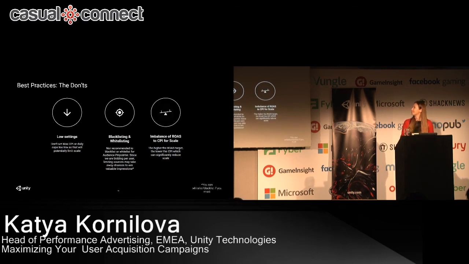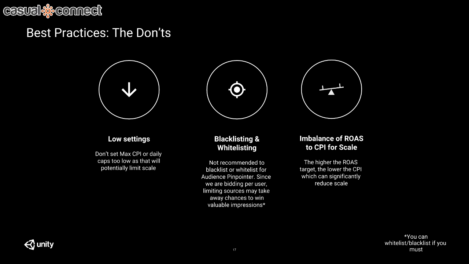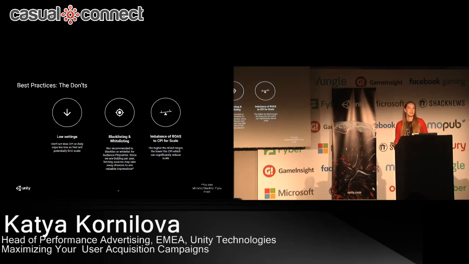And the other side, the don'ts. Don't set your maximum CPI too low, or, really interesting, the daily cap as well. We've had a case semi-recently where an advertiser set their maximum CPI to $100. So we're like, okay, this is great. Of course, the scale is going to be there. But their daily cap was only $1,000. So of course, in this respect, we're limiting ourselves because at the maximum end of the bid, we will only be able to get 10 installs. So the algorithm wasn't sending any impressions.